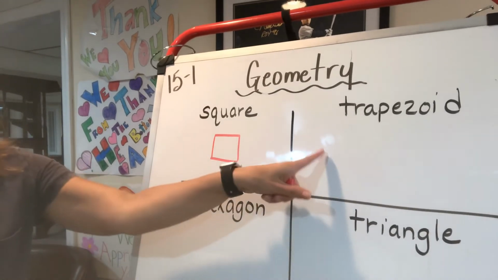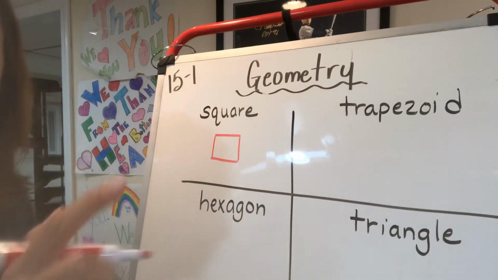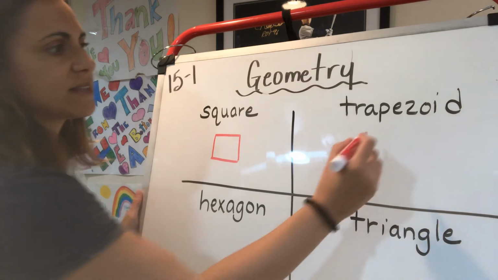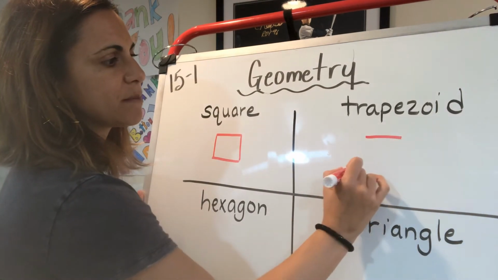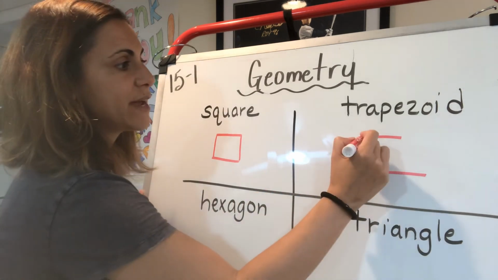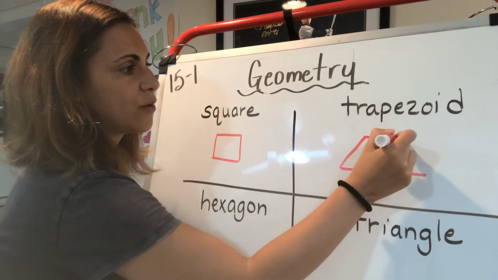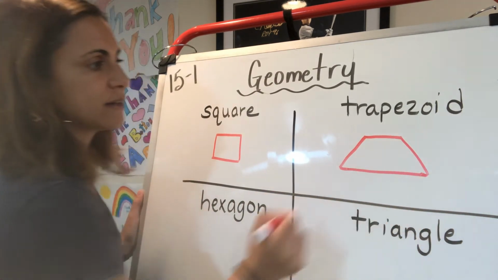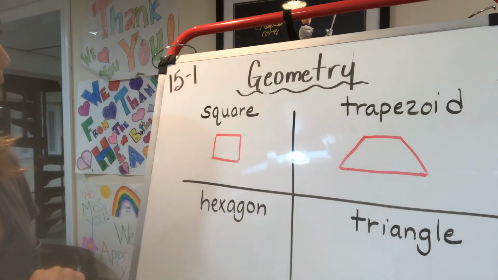Okay, the next one is a trapezoid. Now remember, trapezoid also has four sides. The top line is shorter. The bottom line is longer. That's how I try to draw it. And then you connect the two lines, sort of like on an angle or a slant. Okay, that's a trapezoid.